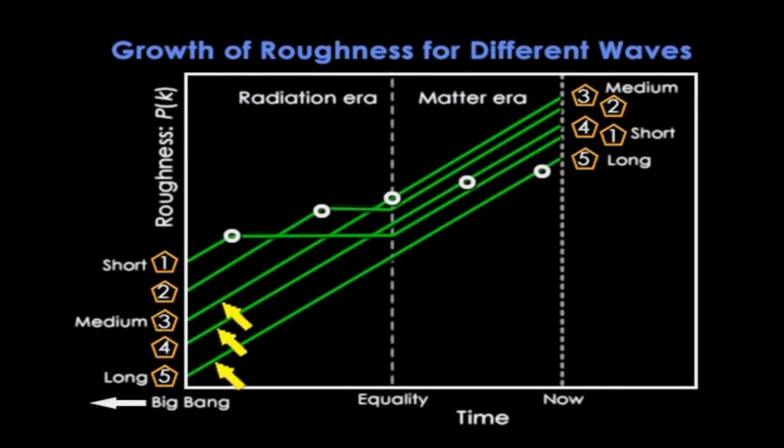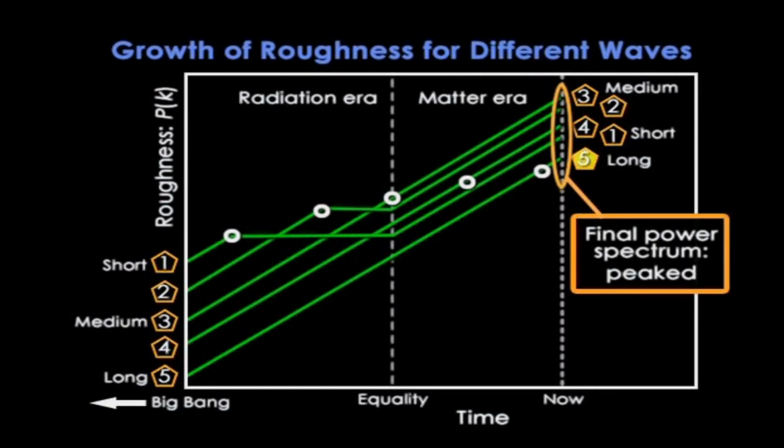Starting with the longer waves, 5, 4, and 3, they all grow continuously. They remain outside the horizon throughout the radiation era, and so their growth is never frozen. And when they enter the horizon in the matter era, they continue to experience sub-horizon gravitational growth. But the shorter waves, 2 and 1, enter the horizon during the radiation era, and so their roughness, P of k, gets frozen at that time. They stop getting rougher. Now, as soon as the radiation era ends, their roughness starts growing again, but they can never make up for the lost time, and they end up with less roughness than the longer waves. So, although the initial roughness on the left steadily increases 5, 4, 3, 2, 1, the final roughness first increases 5, 4, 3, reaches a peak at 3, and then decreases again, 3, 2, 1.